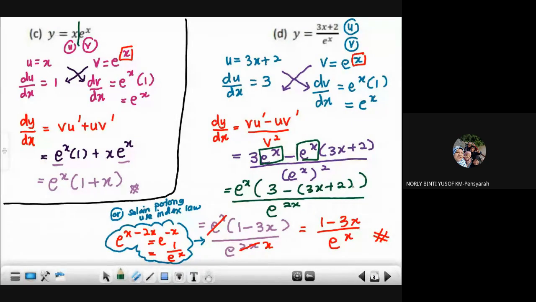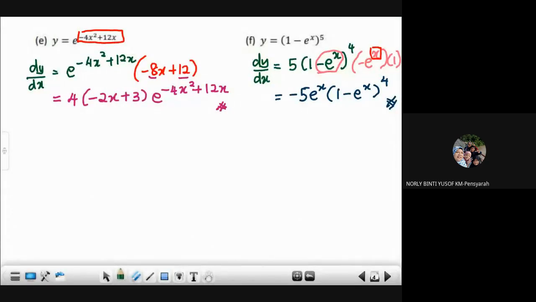And then step after factorize, simplify. Simplify the linear and also simplify the e power of x and e power of 2x. You boleh potong. So make sure potong tu dengan betul ataupun you can use index law. It's either or lah. Okay, sebab index law is the base of e. This one is the circle one lah that I do. Okay, and then you get the answer as in simplest form, 1 minus 3x e power of x.